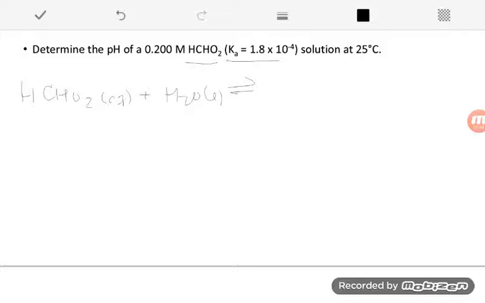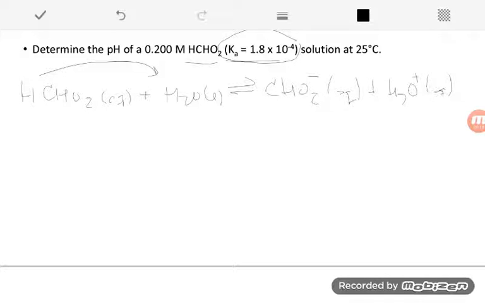We know it's weak because it's not strong. Another clue is that it gives me a Ka. Strong acids do not get a Ka, so I wouldn't have that for it. So an acid will donate a proton, so I'll be left with CHO2 minus, and that proton will join up with H2O to make H3O plus. Alright, so that was our first step.